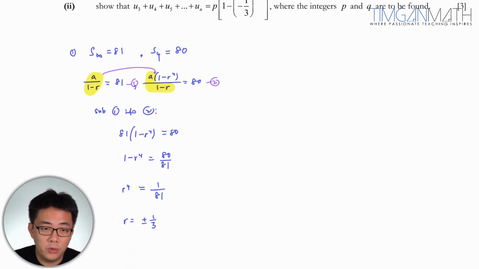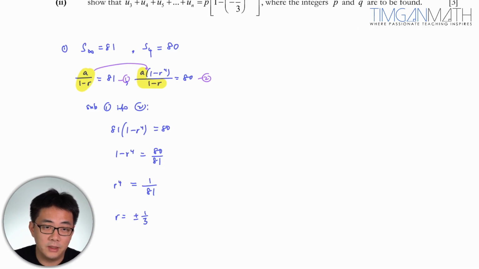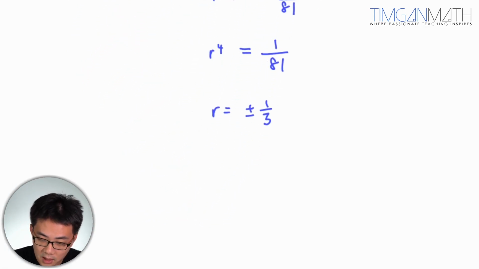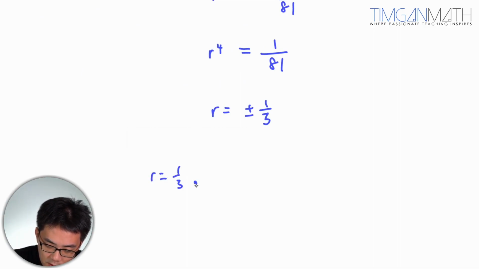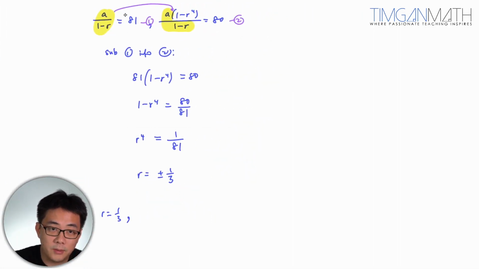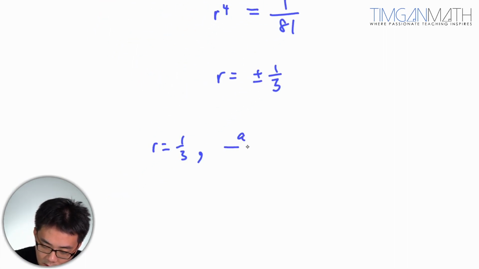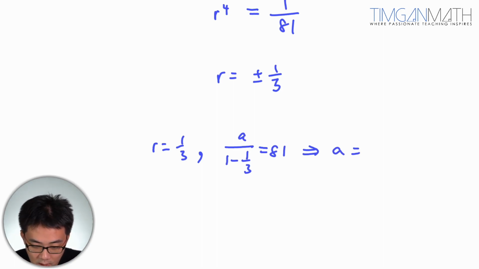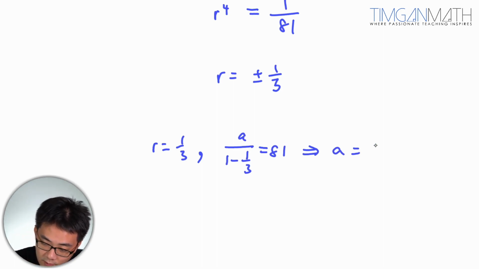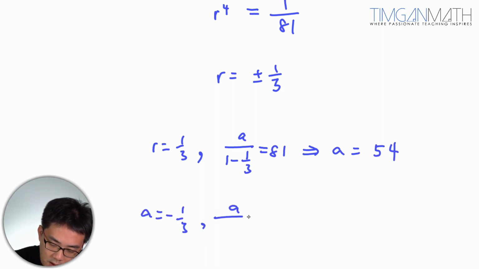Anyway, we just move on to find the first term first, then we will understand. So when r equals 1/3, just substitute into this expression here: a over 1 minus r equals 81. This will give us a equals, key in calculator, 81 times 2/3, which is actually 54. Now for r equals negative 1/3, a over 1 minus negative 1/3 equals 81.